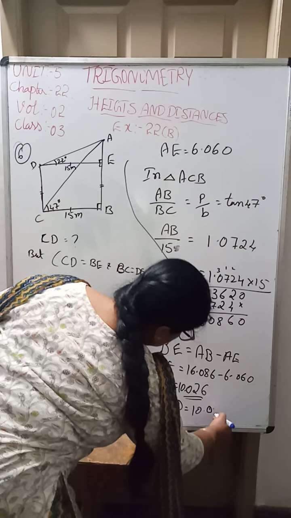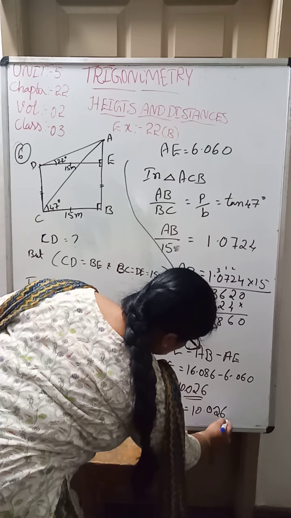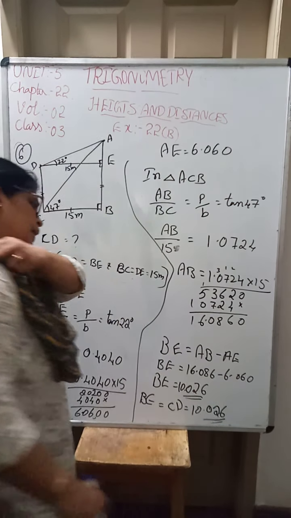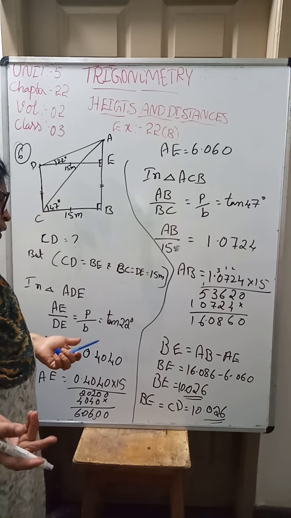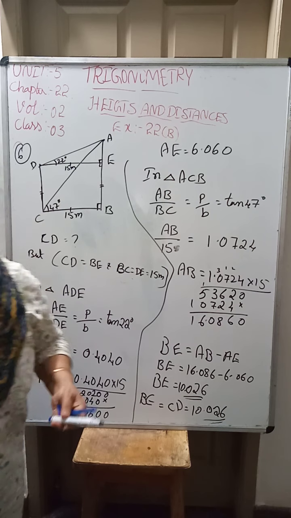BE is nothing but CD, which is equal to 10.026, or you can take it as 10.03, looking at the book's answer. Anyway, even if you write 10.026, the answer is correct, or 10.03, it can be rounded off.